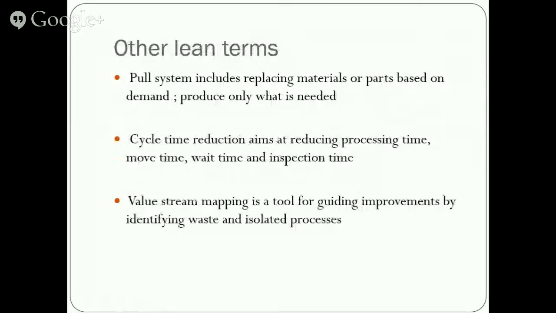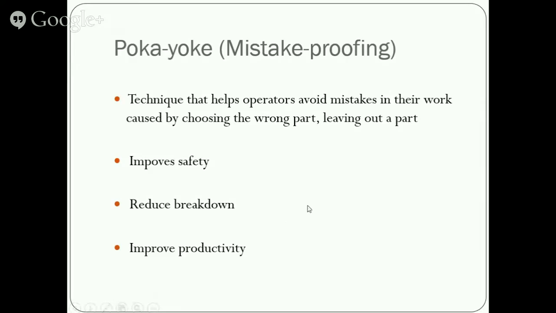Now, there are other lean terms which are also used in any industry, like pull system, which includes replacing materials based on demand, and we should only produce what is needed. Then we talk about cycle time reduction. It aims at reducing processing time, move time, wait time, and inspection time. And there is also one of the terms called value stream mapping. This is a tool for guiding improvements by identifying your waste and the isolated processes.